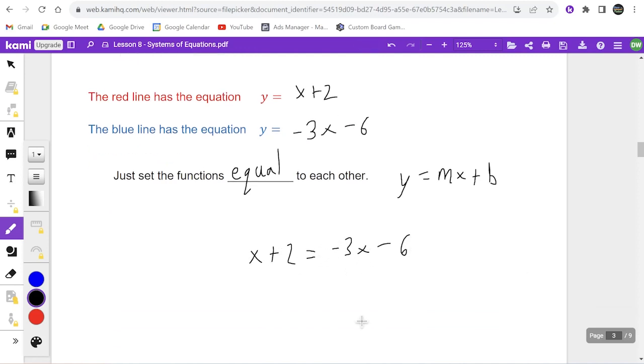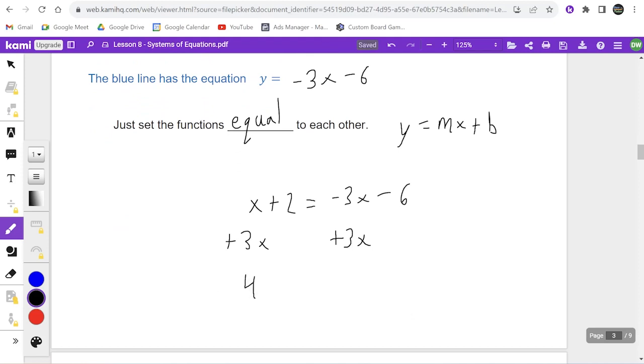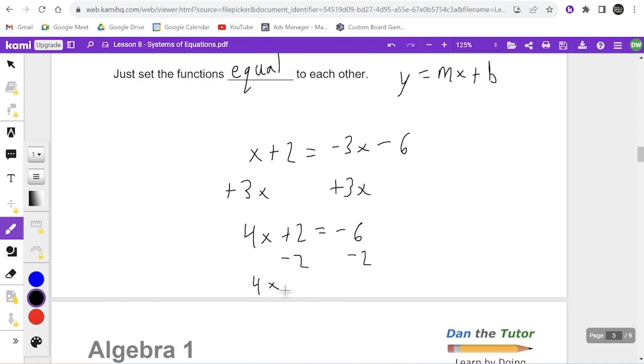And now we just solve for x using algebra. So for instance, add 3x to both sides. We have 4x plus 2 equals negative 6. And then minus 2 from both sides. Looks like 4x equals negative 8. Therefore, x equals negative 2.